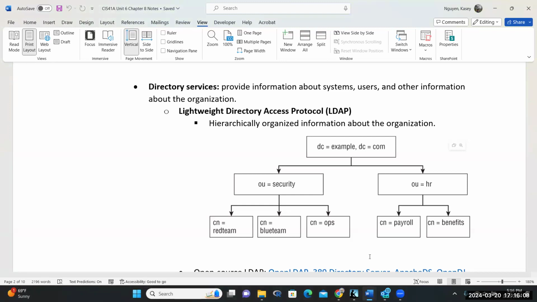And then with the Lightweight Directory Access Protocol, this is how we would see it. At the top level, when you're seeing something like example.com or nmap.org, the root is the .org or the .com. So the parent directory, or the top level, the domain controller is going to be the example, and its root is .com.